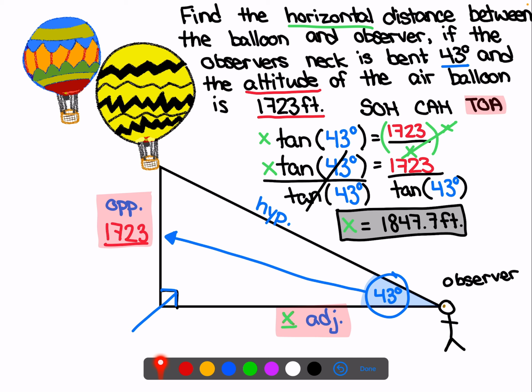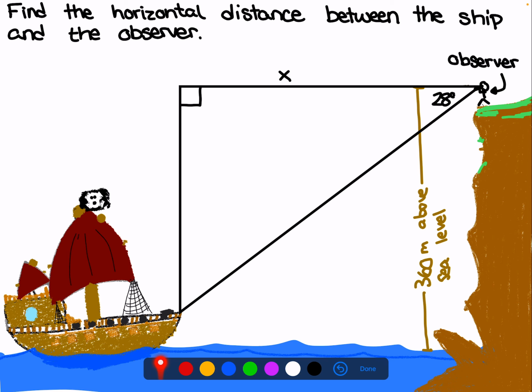All right, let's go ahead and try out our final question of the day. Find the horizontal distance between the ship and the observer. So we have our ship over here, our pirate ship, and we have our observer up top. They're just looking down, watching what's going on, seeing how close that ship is going to get to the cliffs. We can see that they're 360 meters above the sea level. So that's how high up the observer is. That's how large our triangle is over here. So I can automatically put 360 on this other side because I know that's going to be the same height.